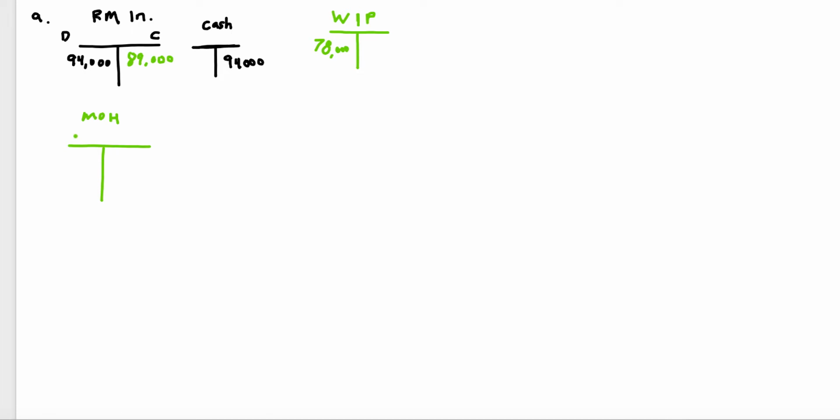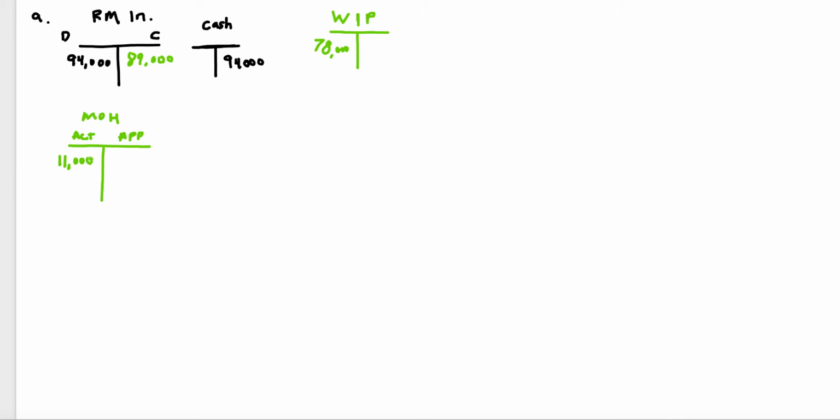The left side of MOH is my actual. The right side is what I apply. Okay, so these are actual costs incurred, so I'm going to debit, which would be the left side of the T account of manufacturing overhead, for $11,000. Okay, that's B. Let's look at C.